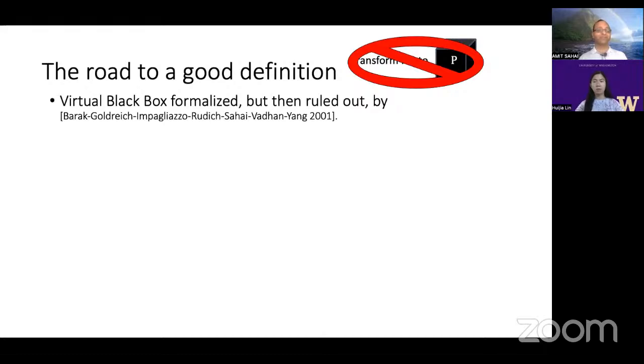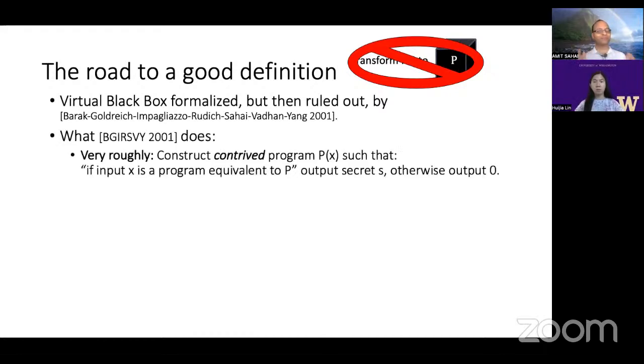But unfortunately, we formalized it and then immediately ruled it out. I won't go into the details of the formalization, but I will tell you roughly how we ruled it out. Very roughly, what we did was we construct this admittedly very contrived program, P of x, which works in the following way. It takes some input x, and it checks if the input x is, roughly speaking, a program equivalent to P. If it is, then it outputs the secret s, and otherwise just outputs 0.